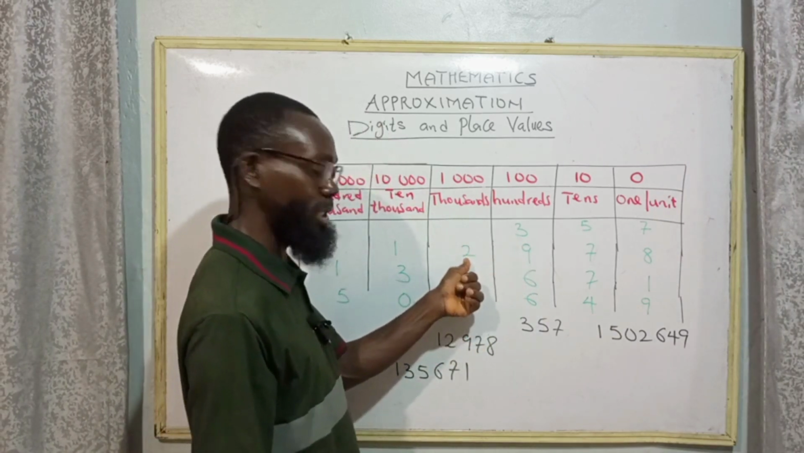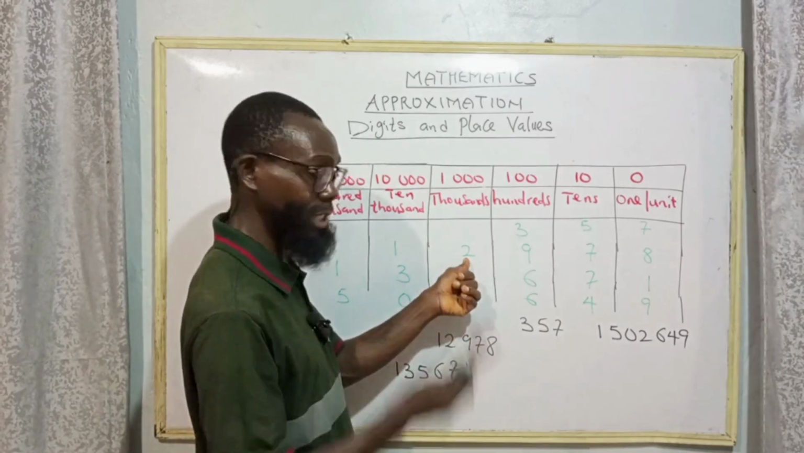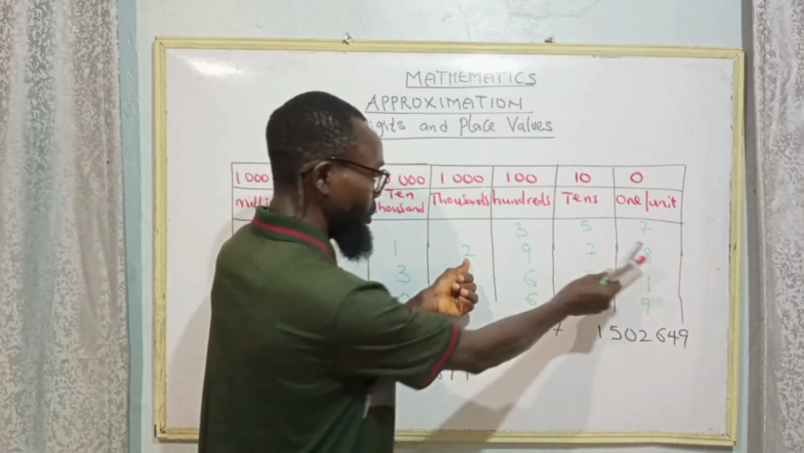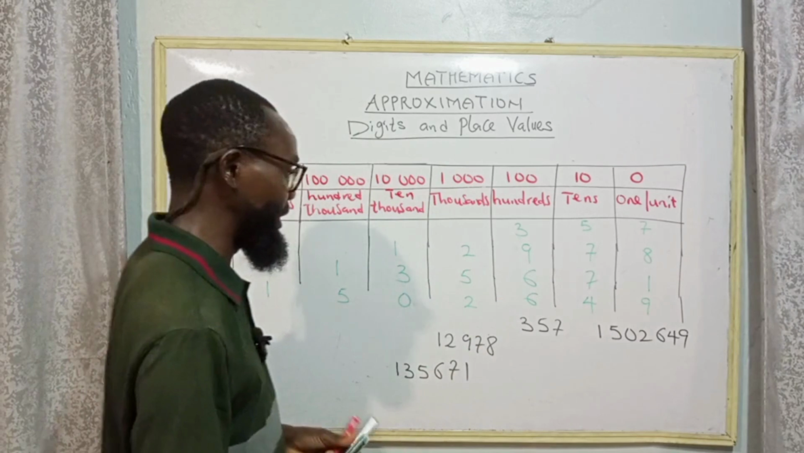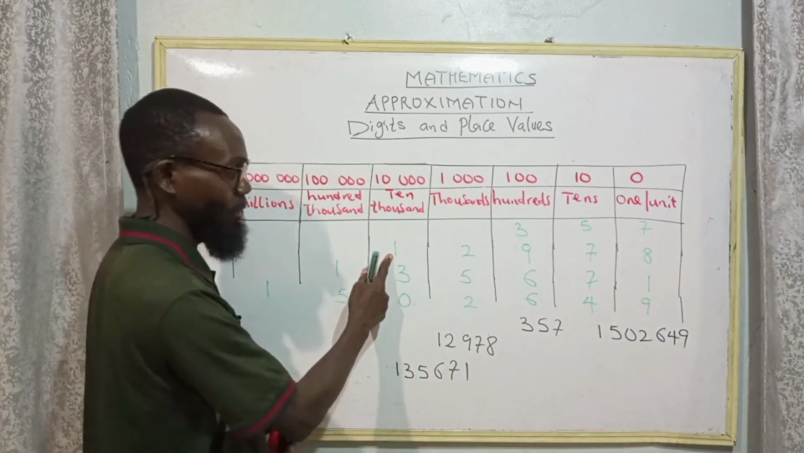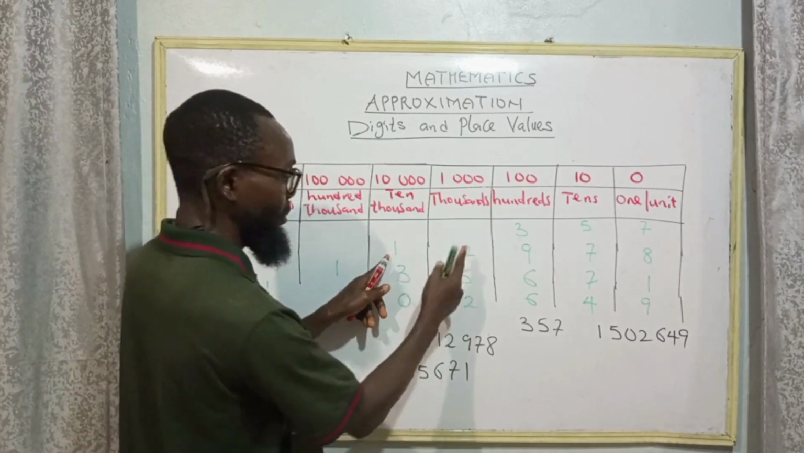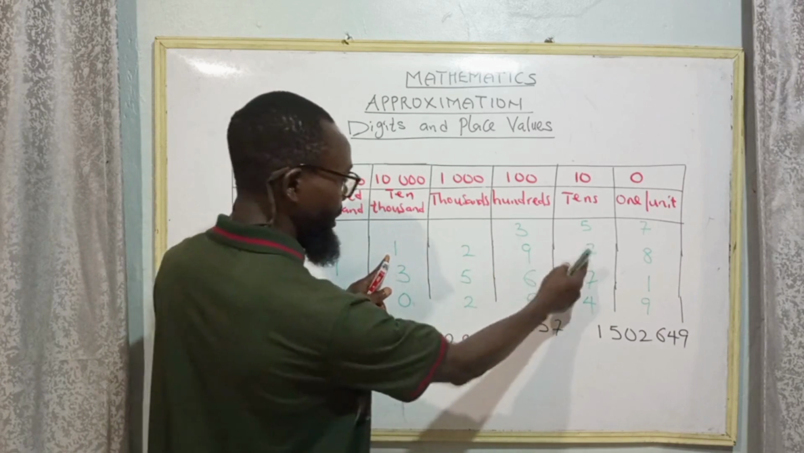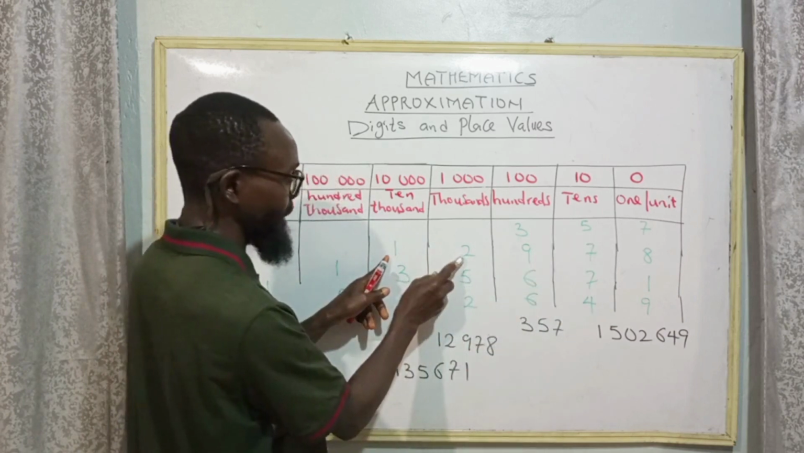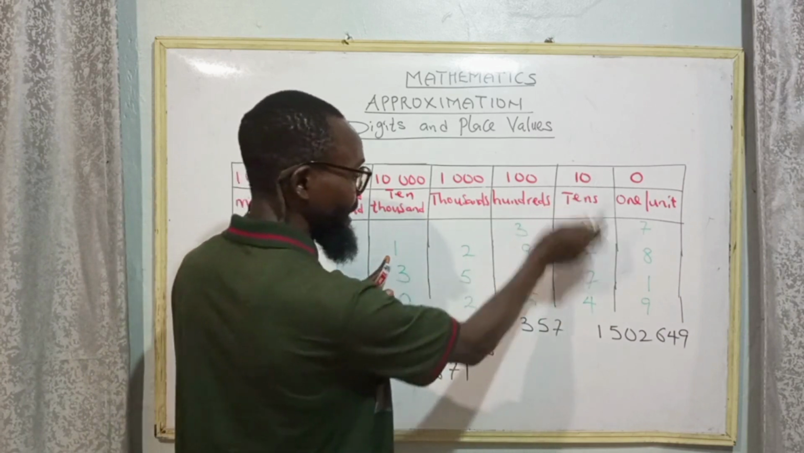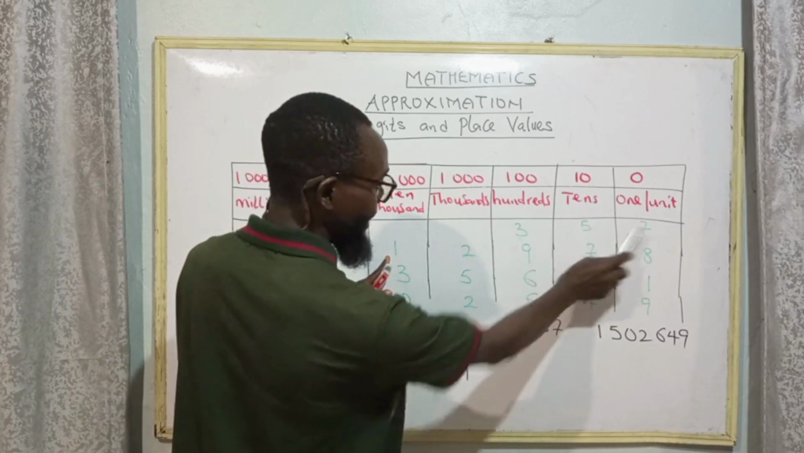So 1,000 has 3 digits: 1, 2, 3. Now, out of 10,000, this is 10,000. 1, 2, 3. So this one in front is 10. If we look at this 10, it has 1 digit before it. 10 has 1 digit.